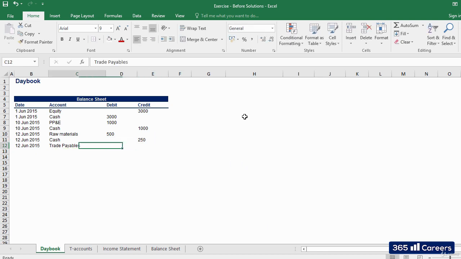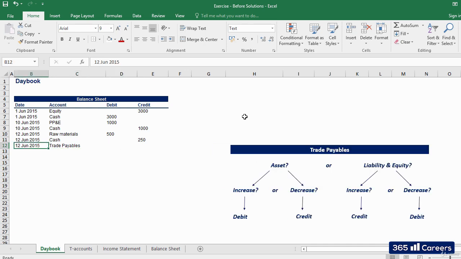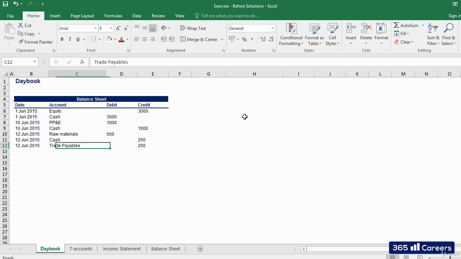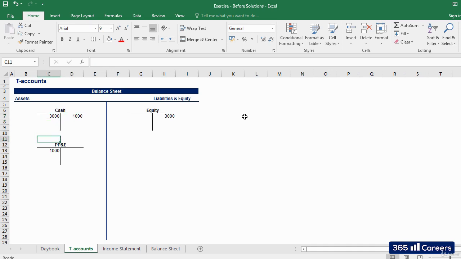Then we need to register the amount that has to be paid in the future as a new account that will be called trade payables. It is something that we owe, a liability. The amount that we owe increases by $250, and we know that when a liability increases, we need to credit it. Okay, very good. Let's go to our T accounts and register the 3 entries. We need to create 2 new T accounts, one for raw materials on the asset side and another for trade payables on the liabilities side.